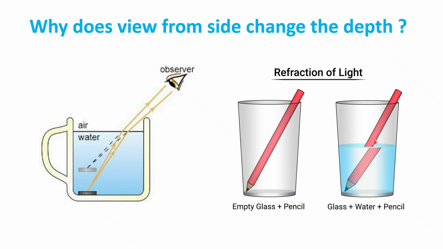Now here we have air and here we have water. We know that the speed of light changes from rarer to denser, and that's why the ray of light refracts at this point, right? You can put the incident ray, refracted ray, normal, and the plane boundary, everything, and you can see that the ray of light is refracting at this point, and that's why the observer sees the view as this, right? So that's why side view changes the depth of the substance or object.